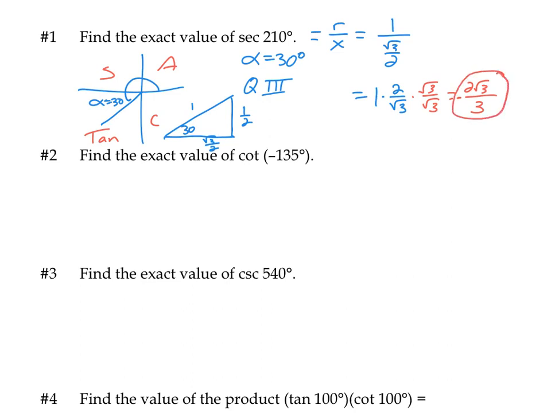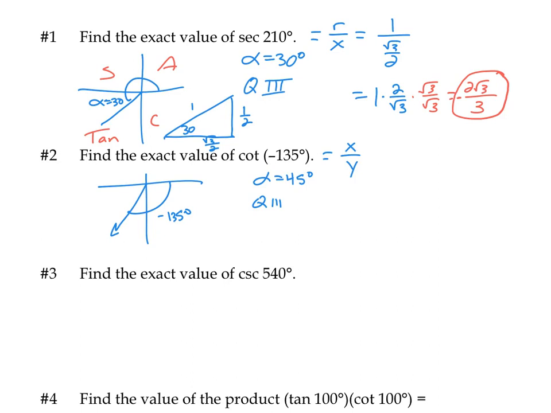Next, find the exact value for cotangent negative 135. All right, so negative 135 would be out here. That's a reference angle of 45 degrees in quadrant 3. And cotangent is the reciprocal of tangent, so it's x over y.